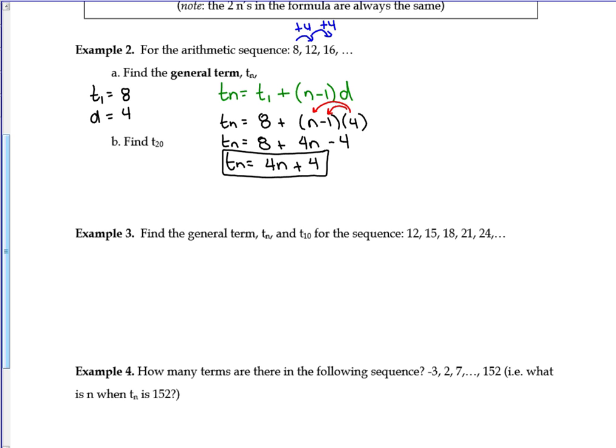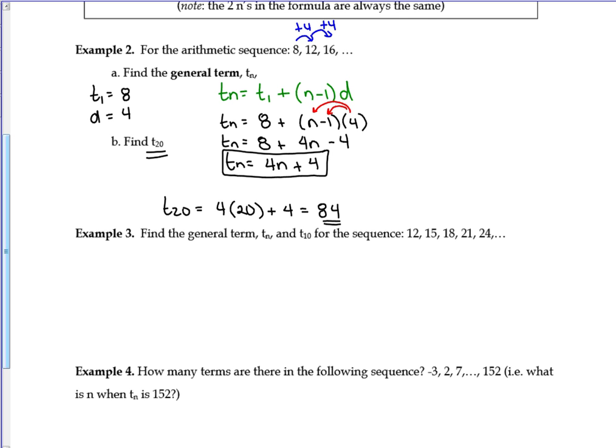And you can check to see if you're right. Plug in n is 1, 4 times 1 plus 4 equals 8. Yeah. Term 2, 4 times 2 plus 4, 12, yeah. Okay, so you can check to see if you had the right formula. Just sub in your n values. So now, finding term 20, a breeze. We can sub it into our formula. So term 20 would be 4 times 20 plus 4, which is 4 times 20 is 80 plus 4, 84.